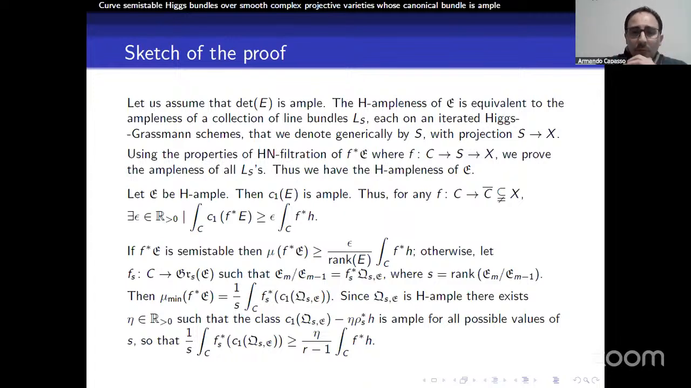From all this, one fixes delta of H equal to the minimum between epsilon over rank of E and eta over rank R minus 1, and one has the claim. That's it.